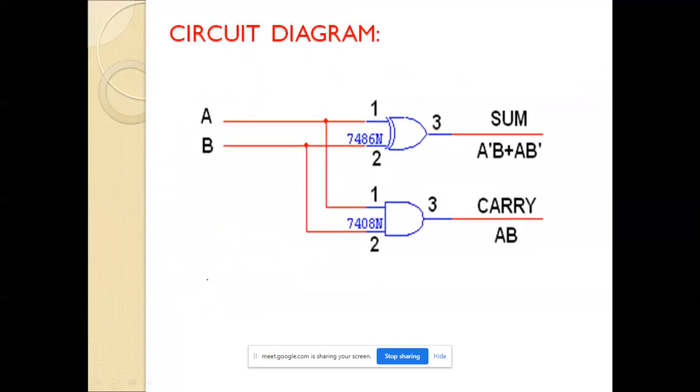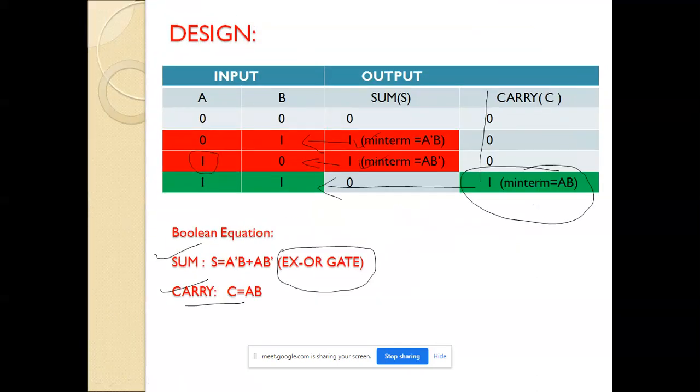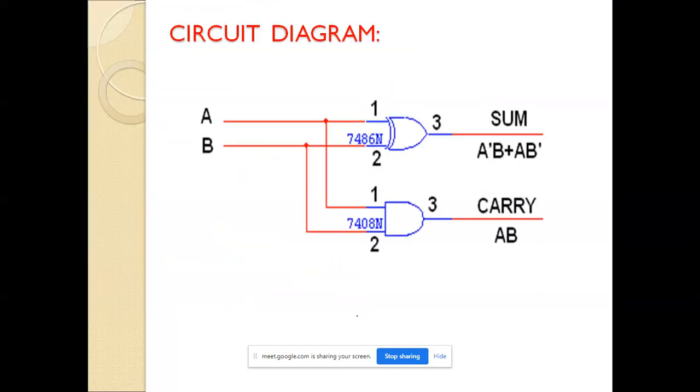Now this is the circuit diagram, as in the previous slide I have shown you. This is the sum and carry. This is nothing but an AND gate, and for sum we are using the XOR gate. So this is the design for it. We are using the same two inputs, connecting them to both gates. The IC which we are using is 7486N for the XOR gate, and 7408N for the carry. And we got the same expression. We can verify it with the truth table.